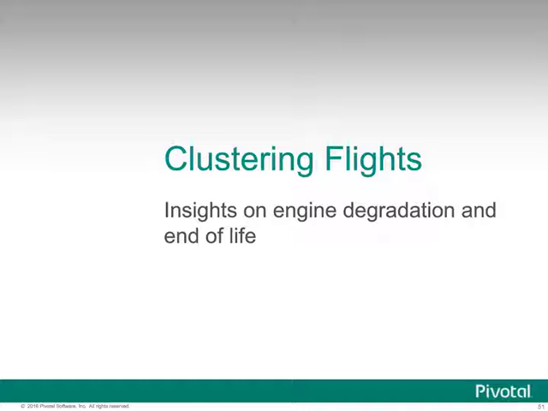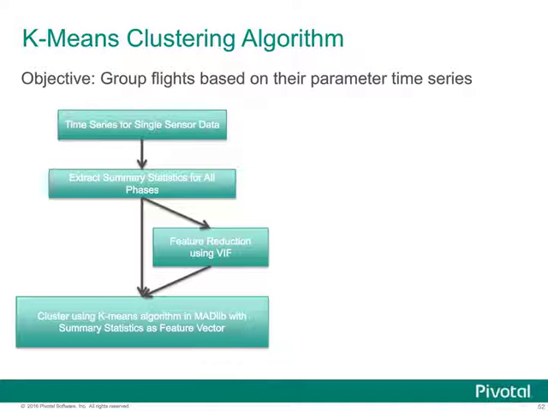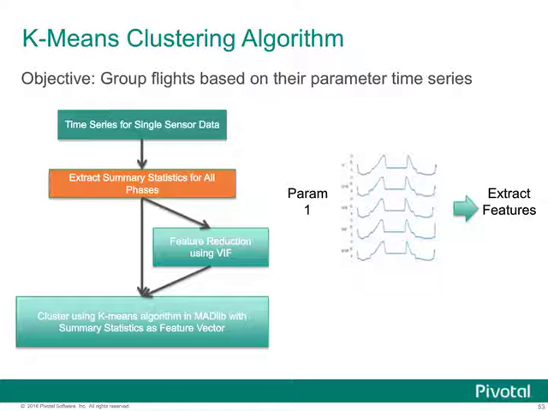So now I'll talk about clustering these flights and getting some insights on how the engine is degrading over time. The algorithm we use is k-means clustering here, and the objective was to group flights based on their parameter time series. First step was, again, extracting the summary statistics and turning those into features for the time series for all the different phases.